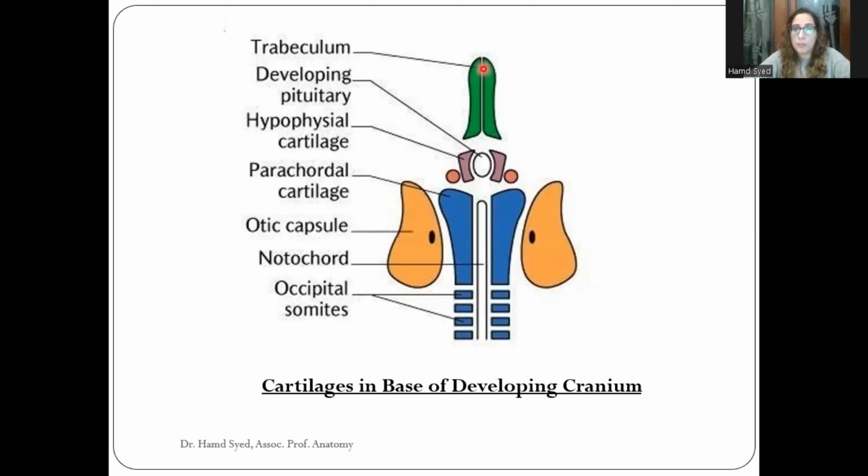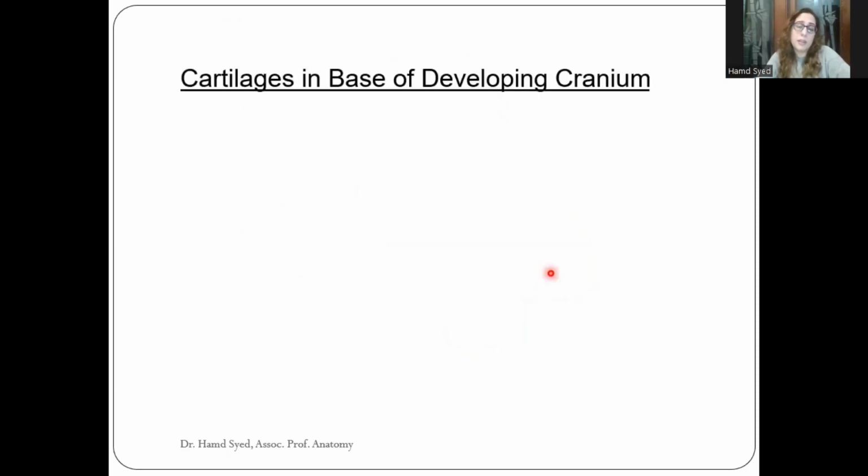So let's look at those cartilages which appear in the early stages of development in the base of the skull. This here in the midline is the trabeculae cranii, which is going to form the ethmoid bone. And then you can see this here is the hypophyseal cartilage. It is going to form the body of the sphenoid bone. And you can see the paracaudal cartilage, which will form the basio-occiput. And you can also see over here on the lateral aspect, these are the otic capsules, which will form the temporal bone.